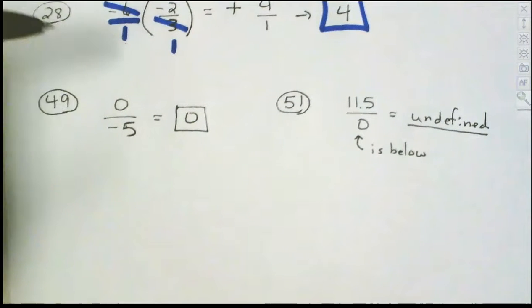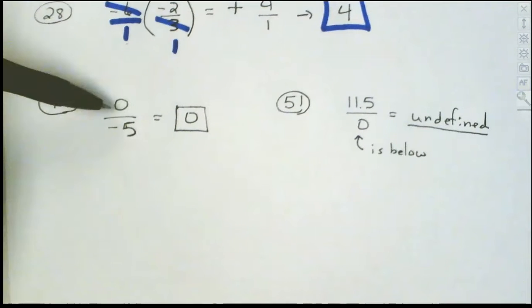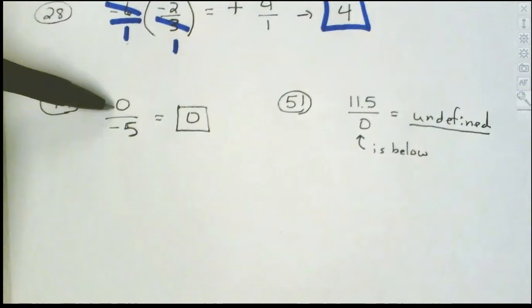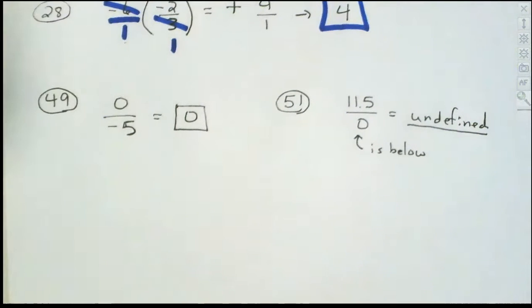When you think about it, if I have no pizzas and I try to feed 5 people, I can't feed anybody. So 0 divided by any number is still 0. If I've got 5 people that want a pizza but no pizzas, nobody gets anything.